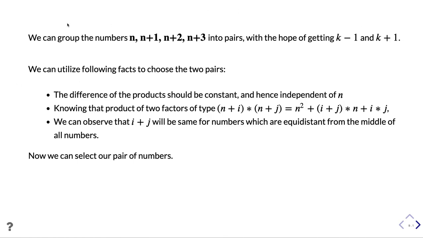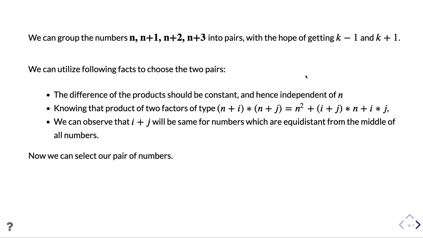So we are going to utilize a few facts in how we group these numbers. The key idea there is that we can pair up these numbers and choose the pairs such that the product of these pairs only differs by a constant. And this constant should be independent of n.